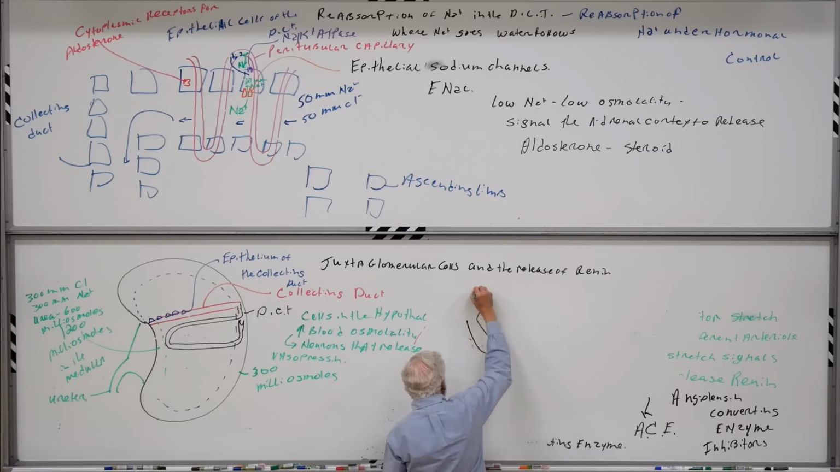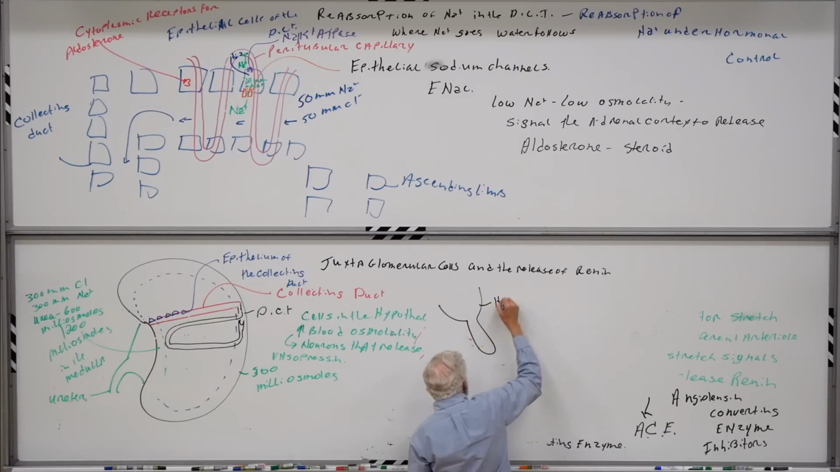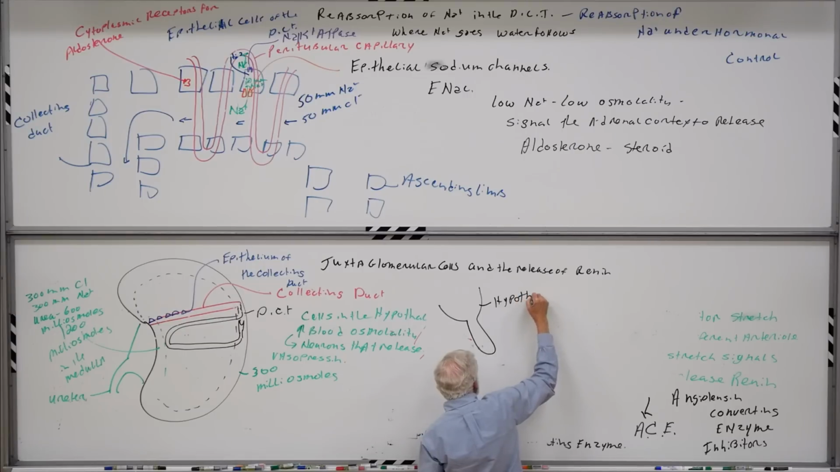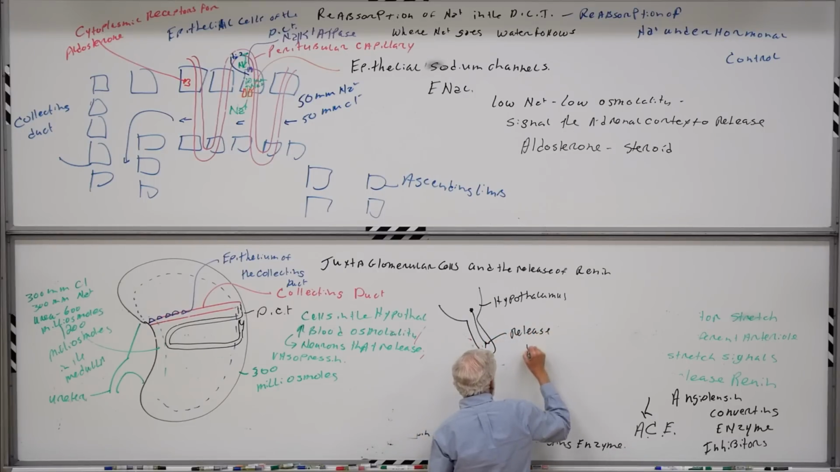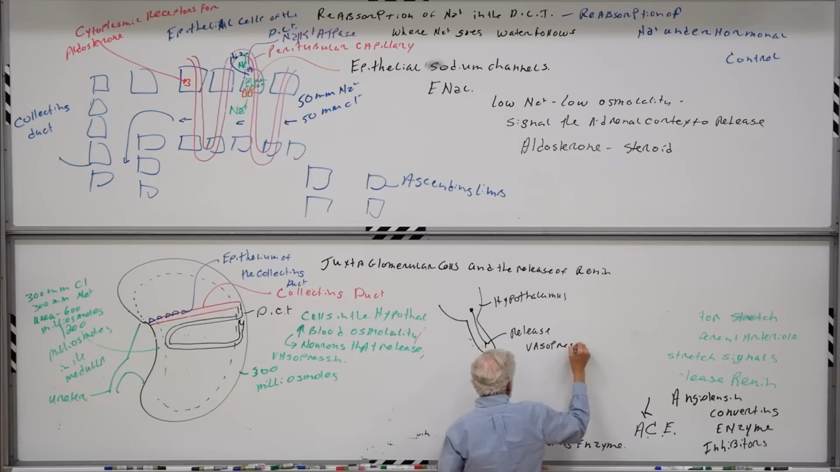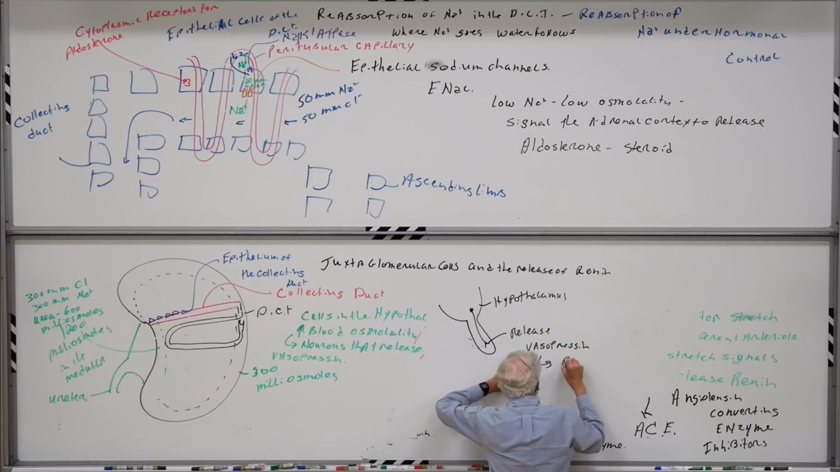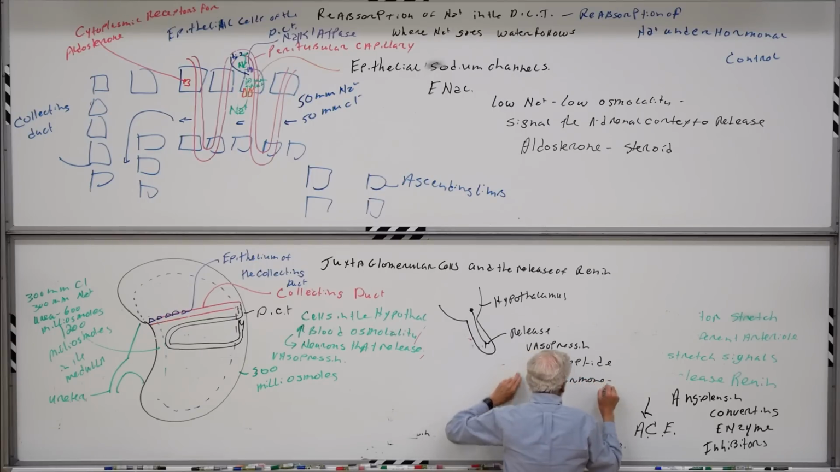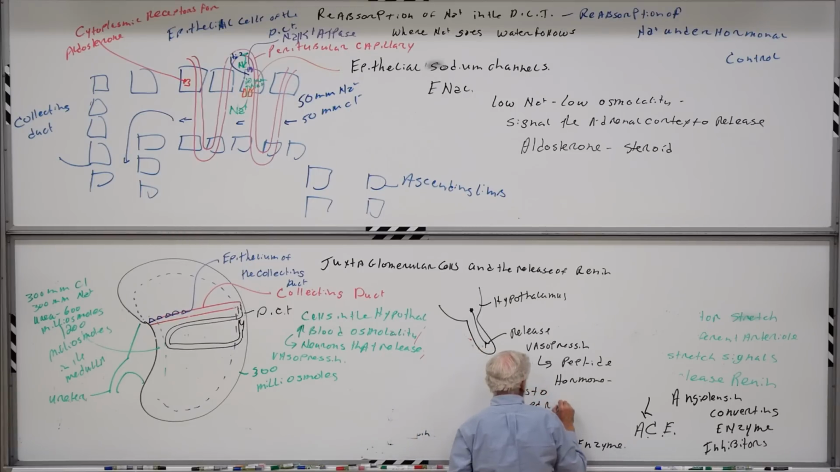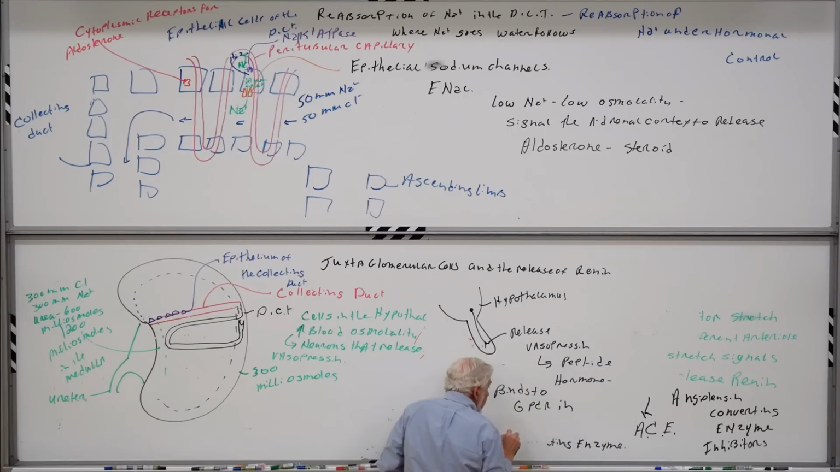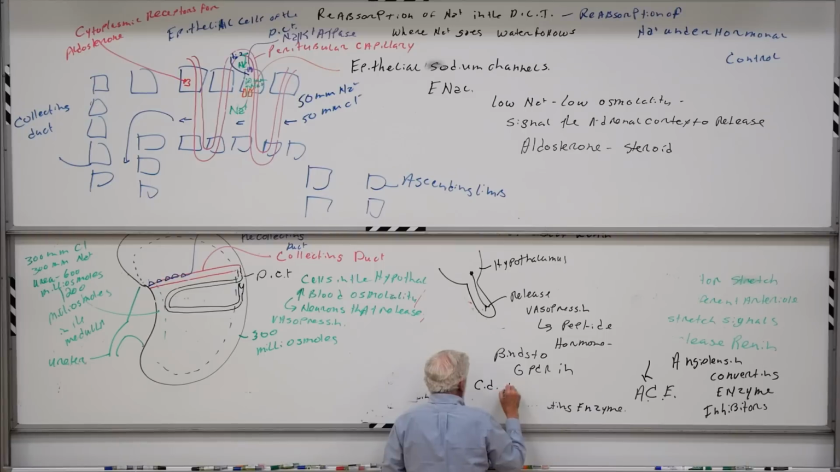Remember, the posterior pituitary is just an extension of the hypothalamus, and there are neurons in here that release vasopressin. Vasopressin is a peptide hormone that binds to G protein coupled receptors in collecting duct epithelium.